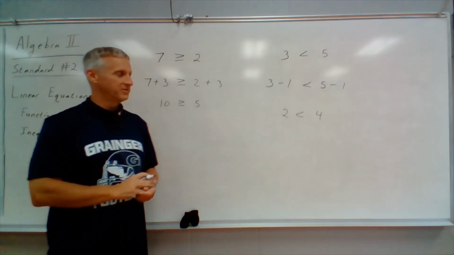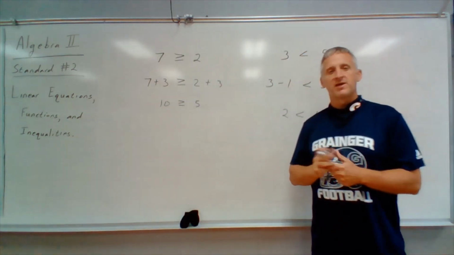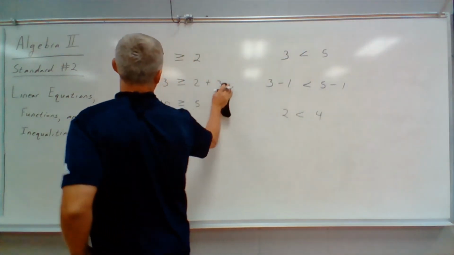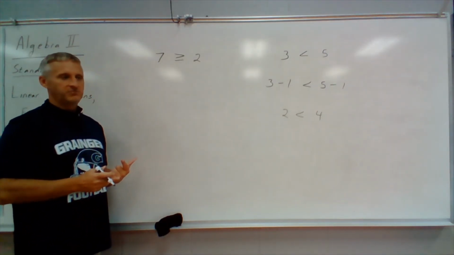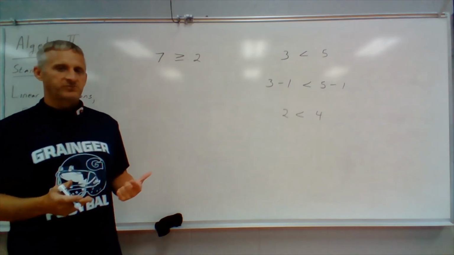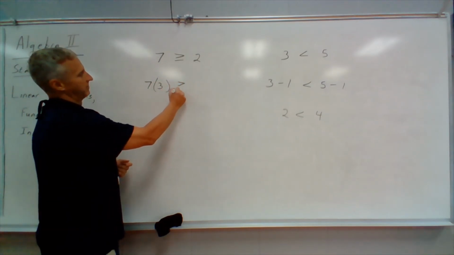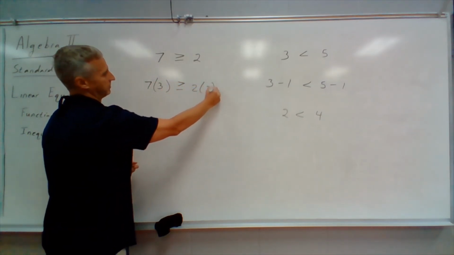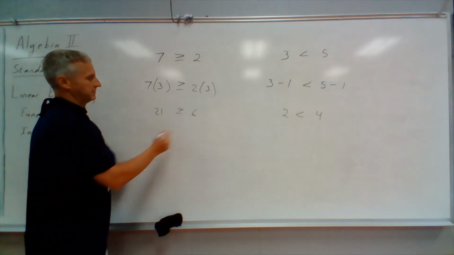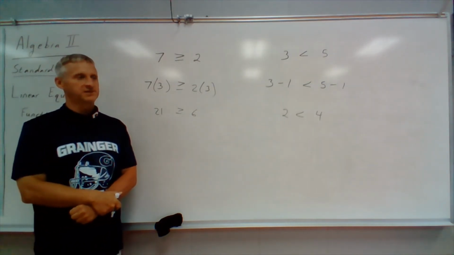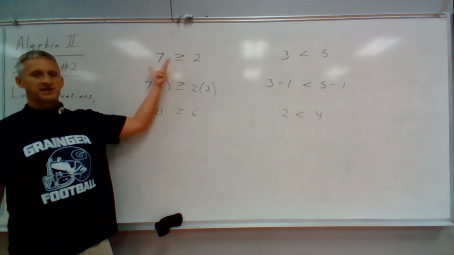Okay, let's think about multiplication. So let's just use this same example. What if I multiplied both sides by the same number? Will it still be true? So let's multiply both sides by 3. Is it still true? 7 times 3 is 21. And that's 6, and 21 is still bigger than 6. So that's true. I multiply both sides by 3, still bigger. If I multiply both sides by 5, let's say, it would still be true.